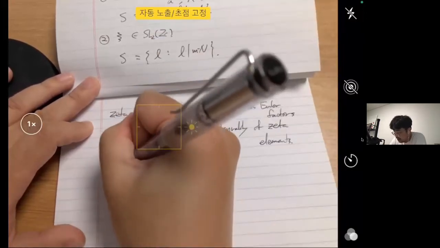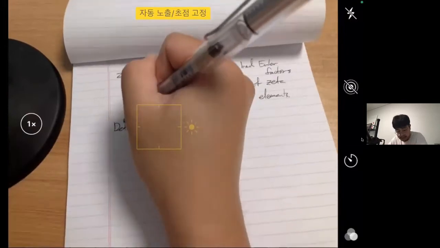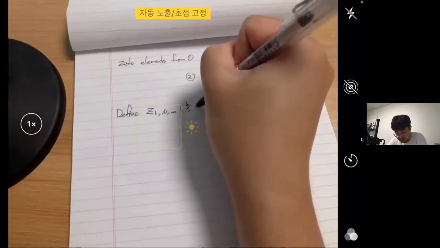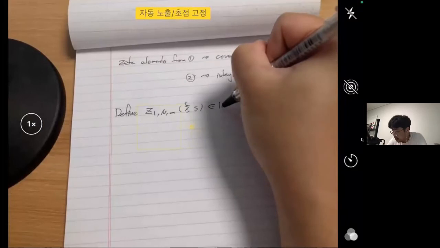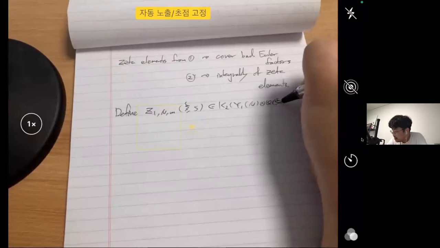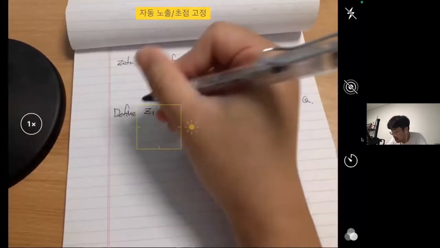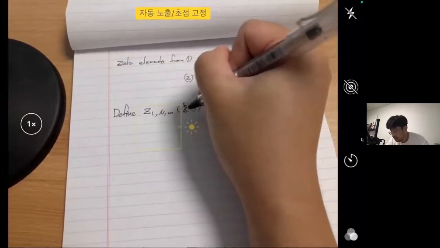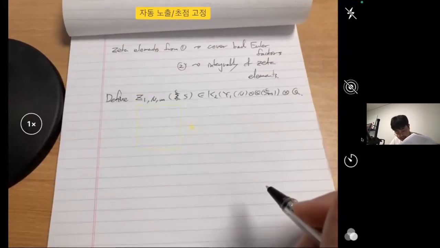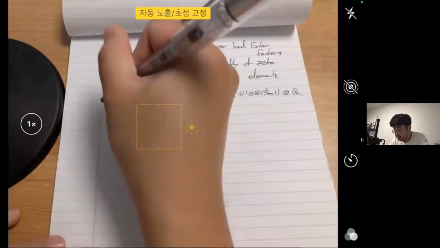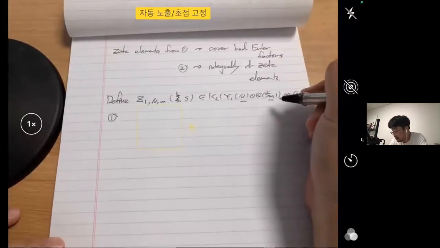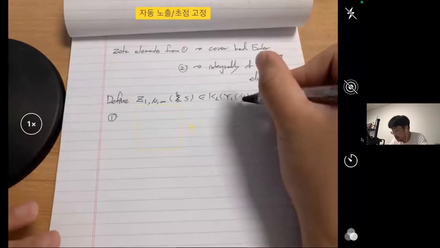And the goal is to define the so-called Z_{1,N,M}(Cauchy, S), which lies in K2(Y_1N) tensor Q(zeta_M) tensor Q, because I do not use the c and d. So for the first one, what I want to say is that N and M are fixed. So we will choose all the other things depending on this N and M.